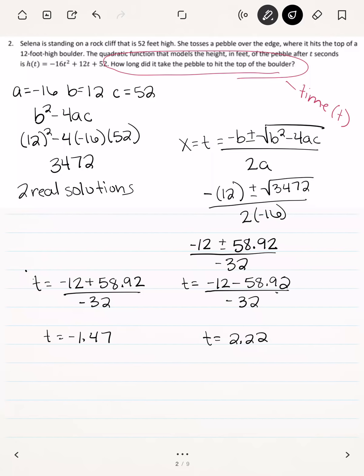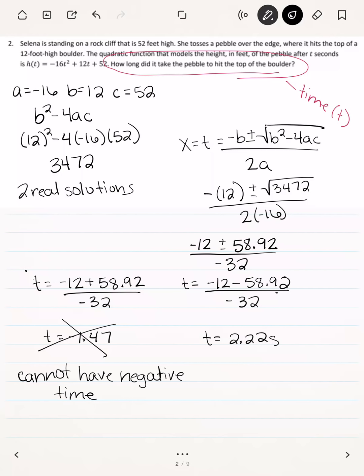2.22. Well, if we think about time, we cannot have negative time, so this answer goes away. That's why we don't want that answer. We do not want negative time. So it took me 2.22 seconds for the rock to hit the top of the boulder.